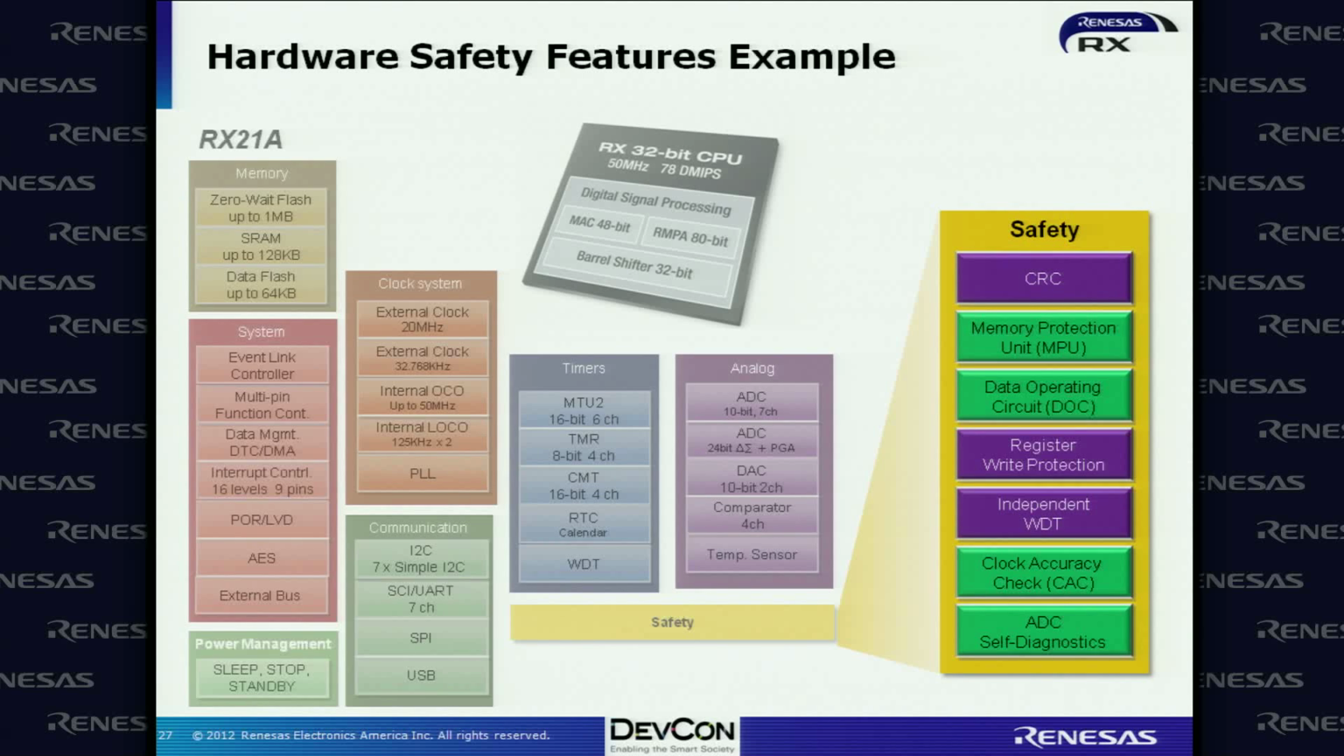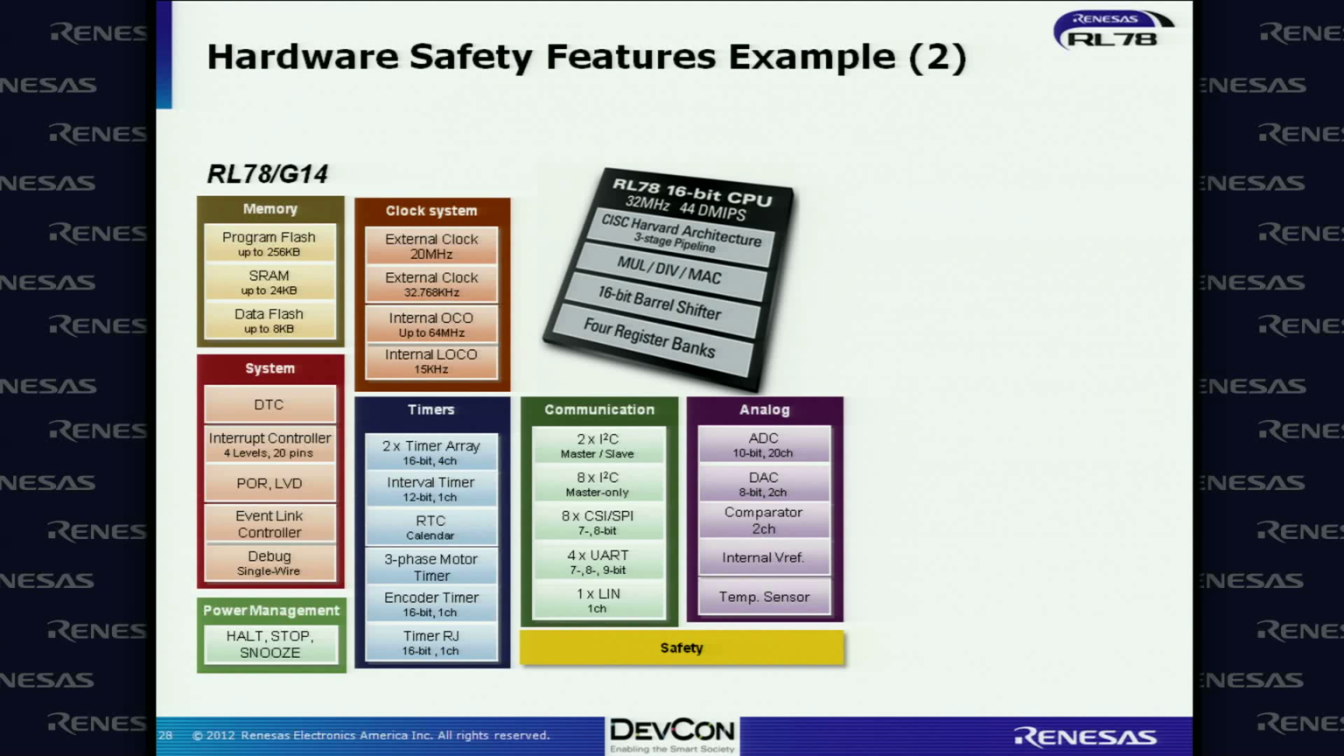What we have added on top of that is a memory protection unit, something that we call DOC, or Data Operating Circuit, and I'll explain what that is later on. A clock accuracy check circuit, and an ADC self-diagnostics feature. And again, I'll talk about those later on. For a lower-end MCU, this is an RL78G14.